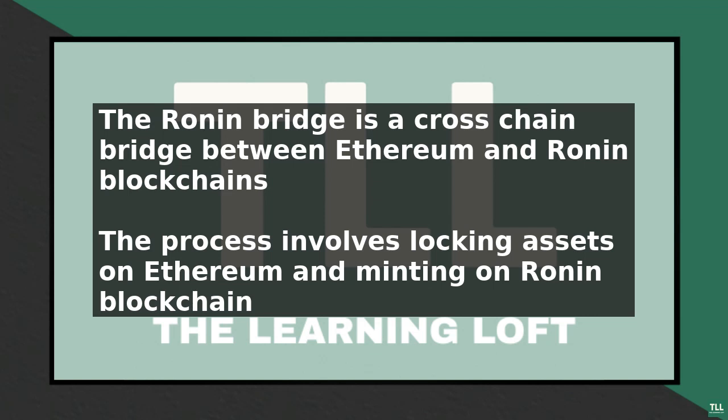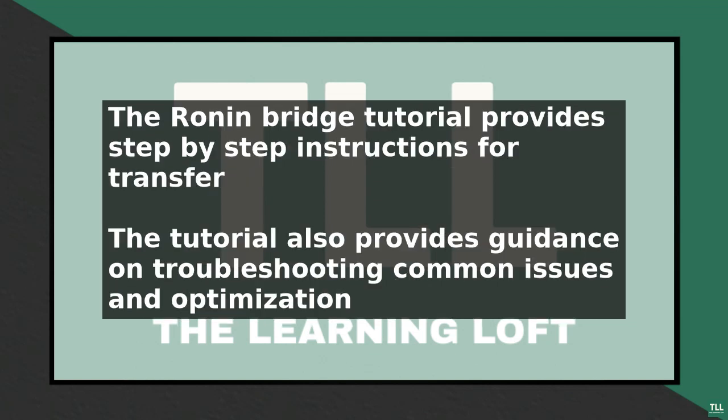The Ronin bridge is a cross-chain bridge that enables the transfer of assets between Ethereum and Ronin. The process involves locking the assets on the Ethereum blockchain and minting a corresponding amount of assets on the Ronin blockchain. The Ronin bridge tutorial provides step-by-step instructions on how to transfer assets between the two blockchains.